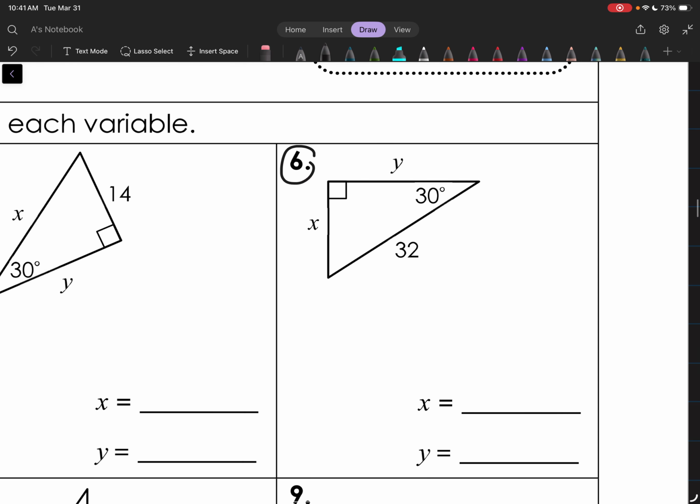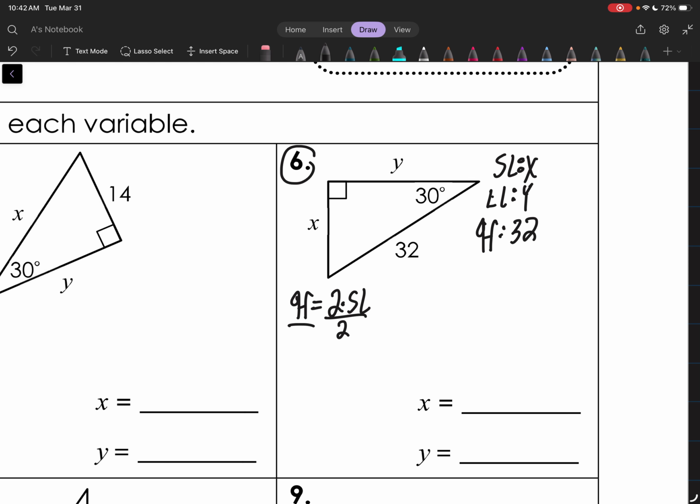Let's look at number 6. In number 6, I know that my short leg is going to be X. I know my long leg is going to be Y. I know my hypotenuse is 32. The first thing you always want to do is find the short leg. So how do I find the short leg based on the hypotenuse? Well, I know that the hypotenuse is equal to 2 short legs.